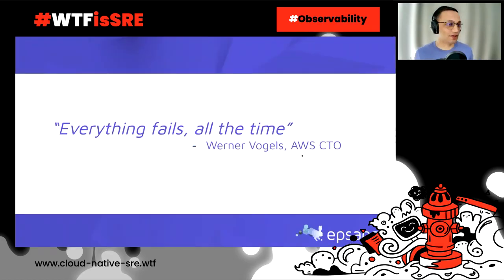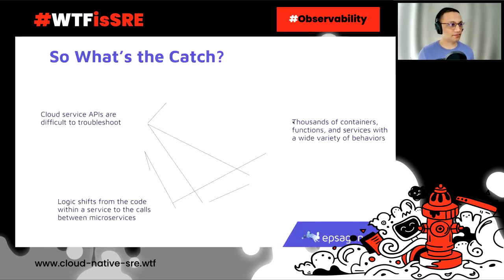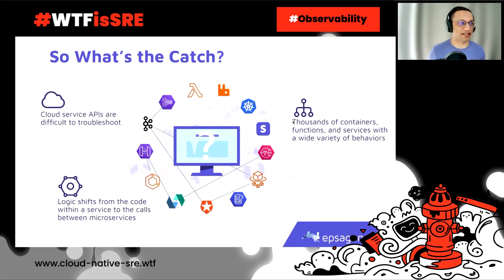However, as Werner Vogels once said, everything fails all the time, and I completely agree with it. So what's the catch in microservices? The essential catch is that the architecture has become much more complicated, and that is why it is very difficult to troubleshoot and fix problems. Let's get into more detail about this.